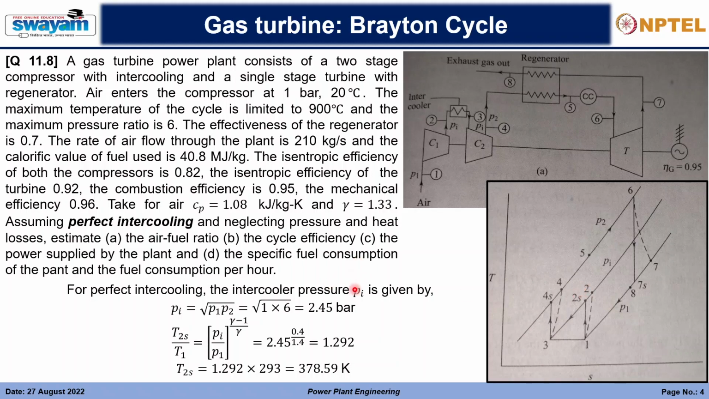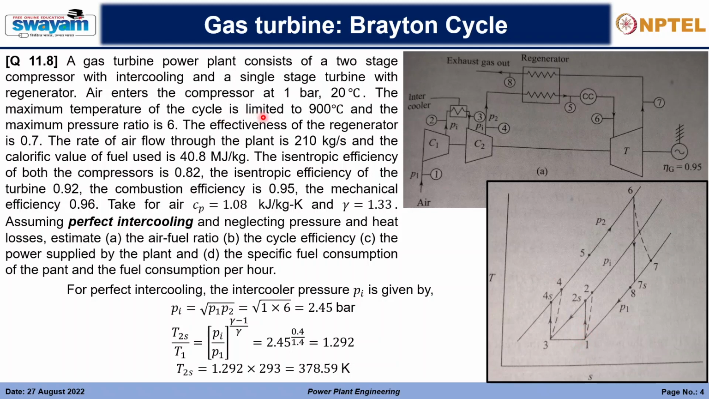So the first thing in this kind of problems, first let me read out the questions. Here it is saying that it consists of a two-stage compressor with intercooling and a single-stage turbine with regenerator. Okay, there is intercooling and regenerator. Air enters the compressor at 1 bar, 20 degrees Celsius.